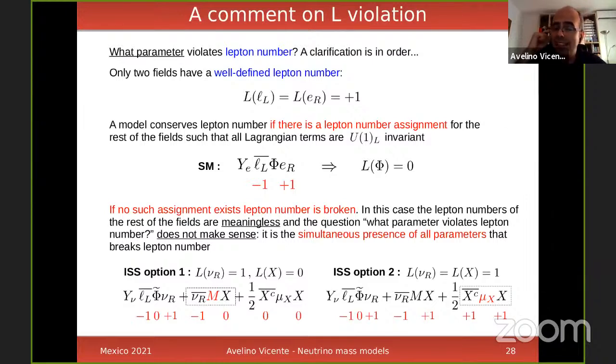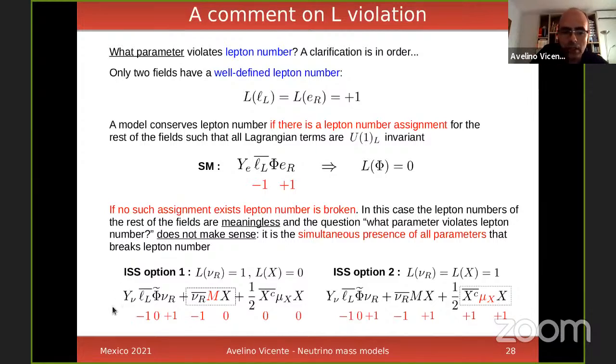However, when there is no way in which you can assign lepton numbers, you try and you try and you cannot find one, and you actually prove that there is no way you can assign lepton numbers, then you say that lepton number is broken. And in that case, it is meaningless to say which parameter breaks lepton number, because what actually breaks lepton number is the simultaneous presence of all the parameters. Let me exemplify this with the inverse seesaw.